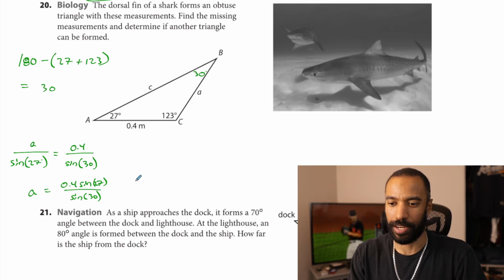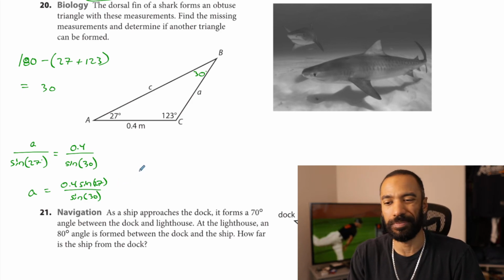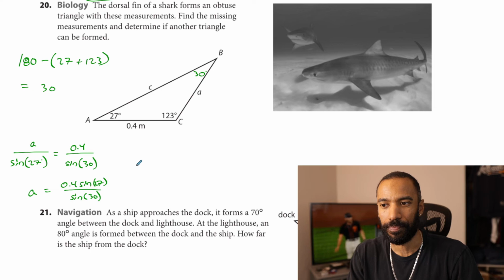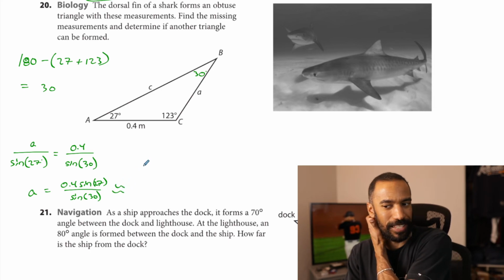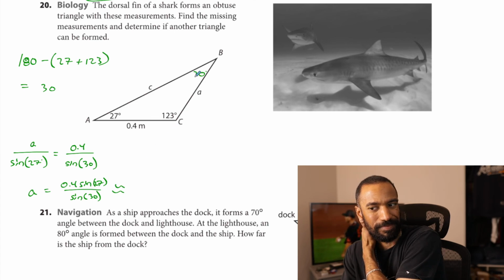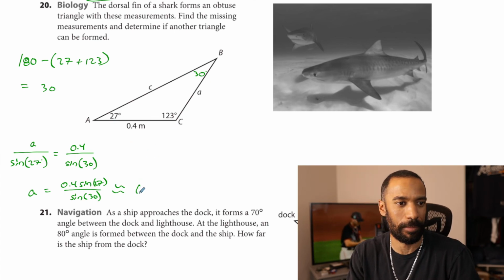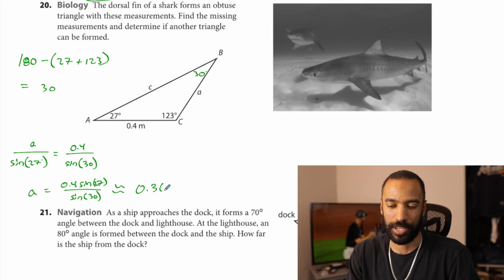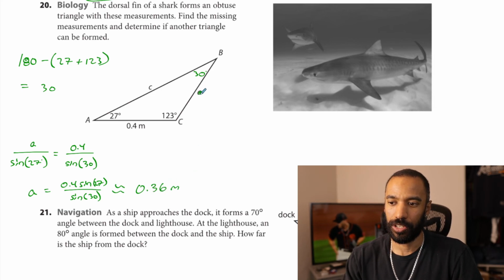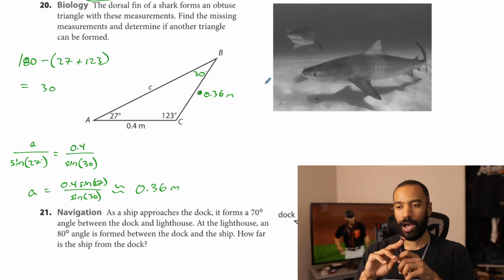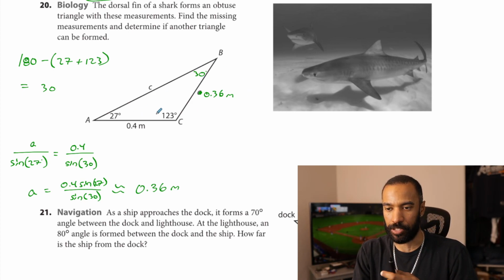0.363 at first. Do I want to go to the nearest tenth? They don't say. Because then that's 0.4 again, and they're not the same. It's not an isosceles triangle. I'm going to write 0.36 meters, just a little smaller as it should be. 0.36 meters. Okay.